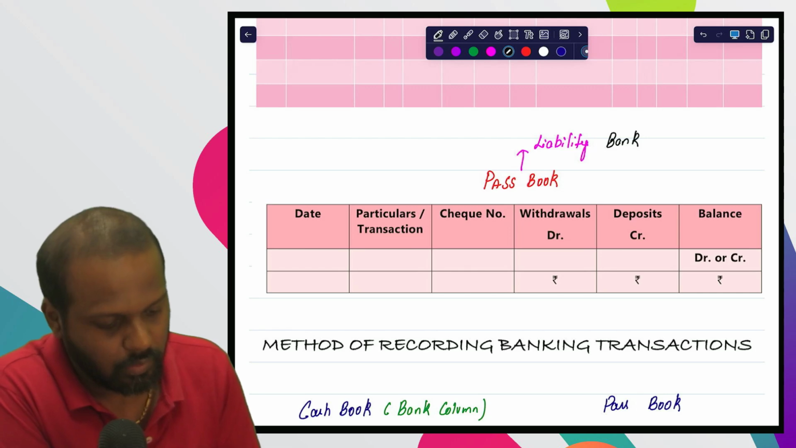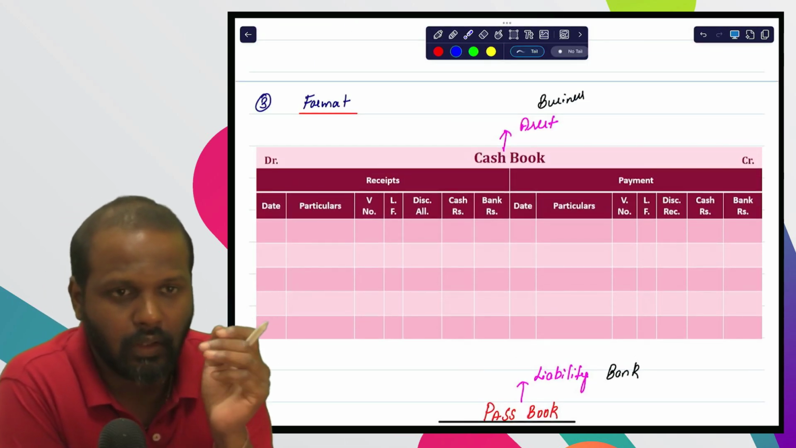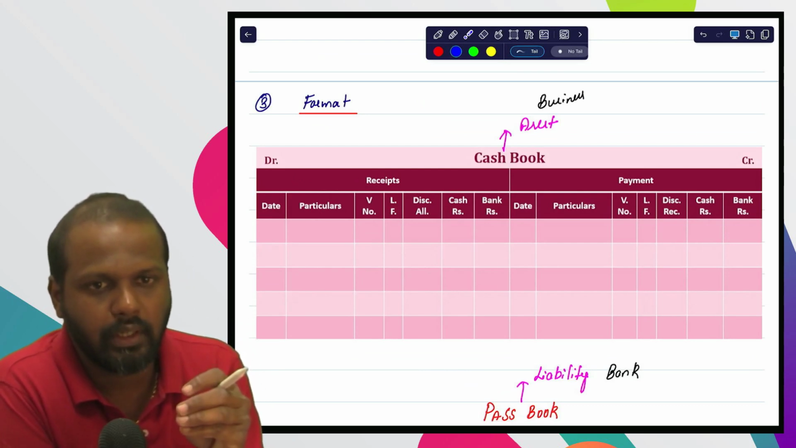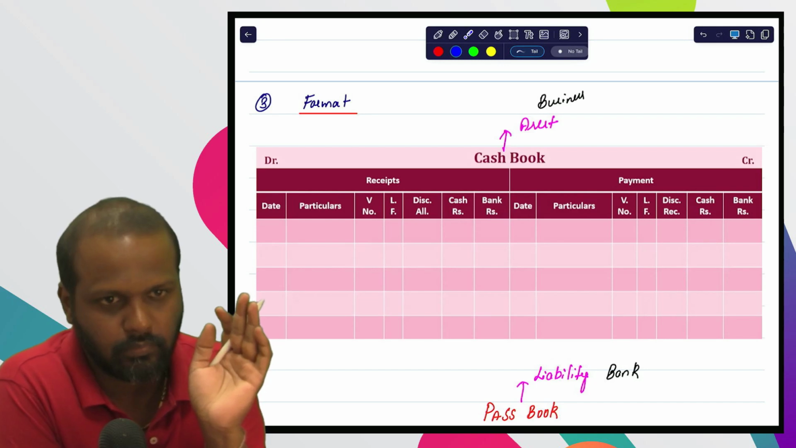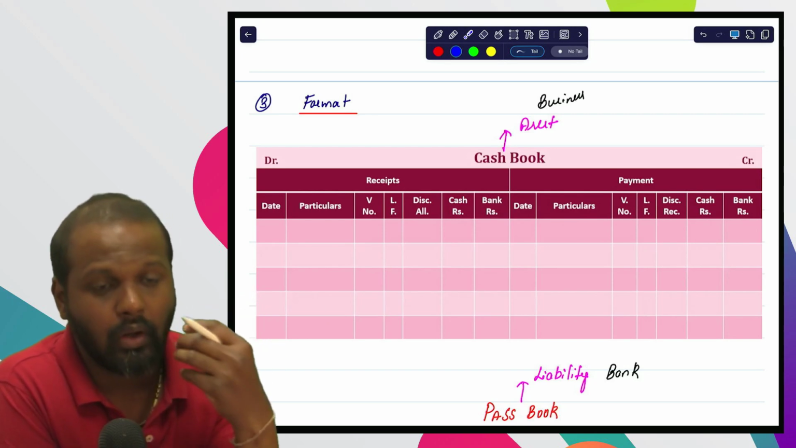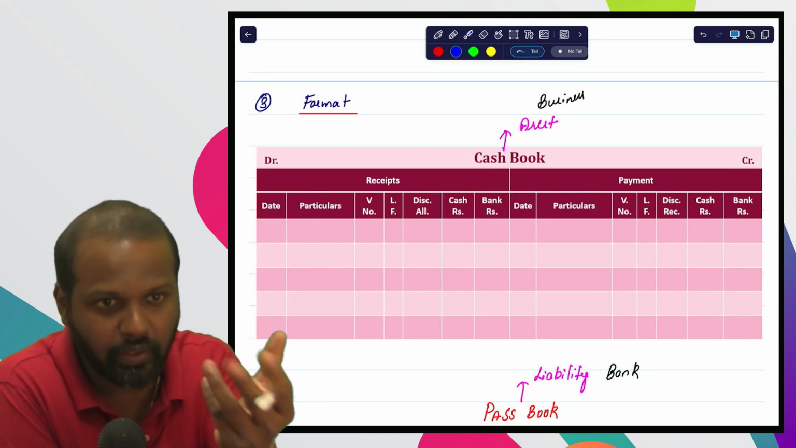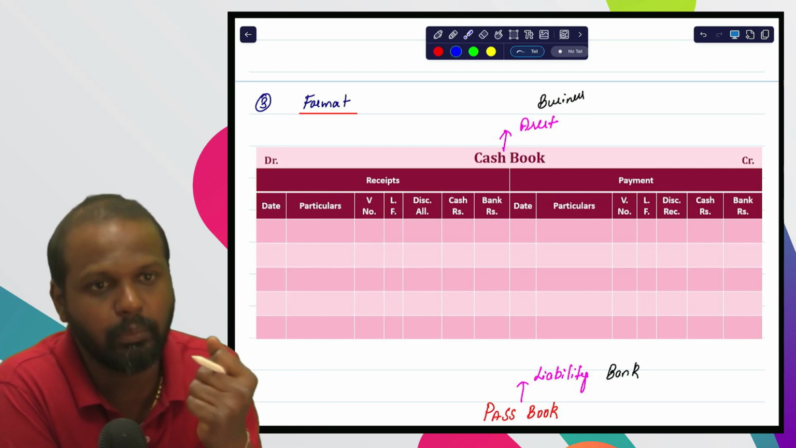Now, first you understand why it is like this. Suppose I deposited 2 lakh rupees into a bank account. I opened a bank account and I have deposited 2 lakh rupees into the bank account. So my bank balance is 2 lakhs. For me, bank balance is an asset. Why? Because I have a right to recover the money. I have a right to receive the money from the bank.